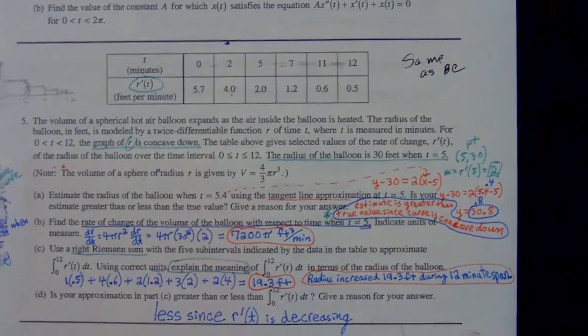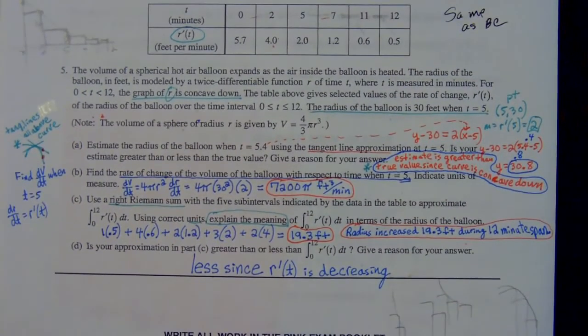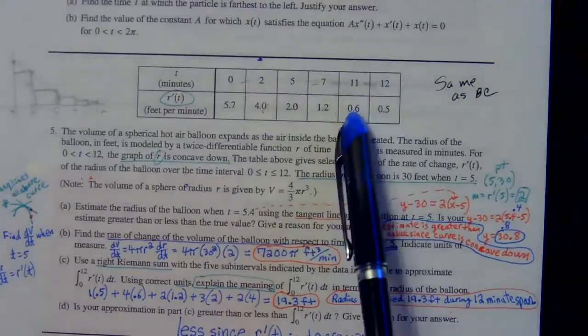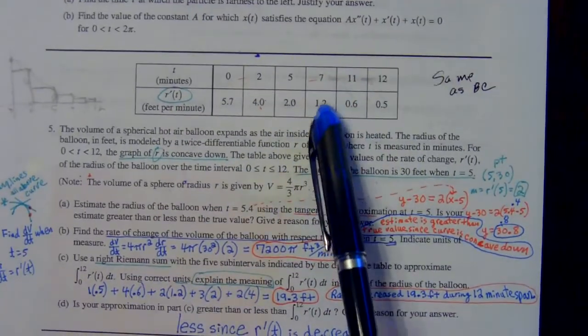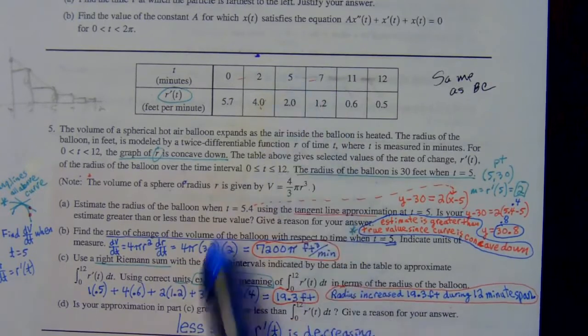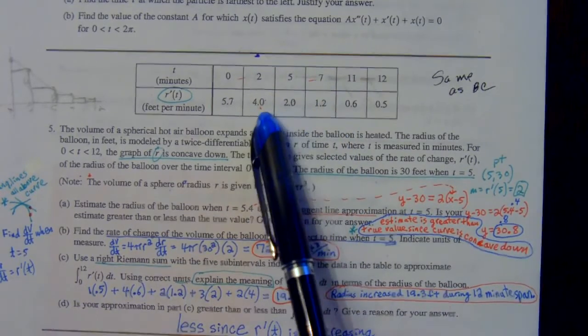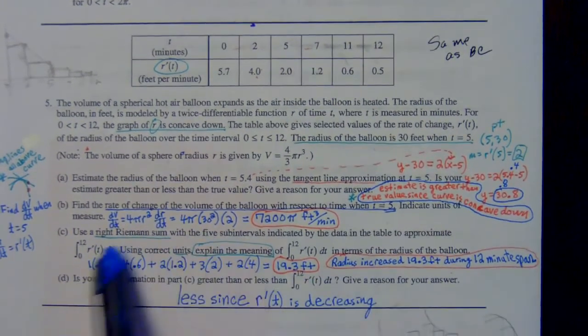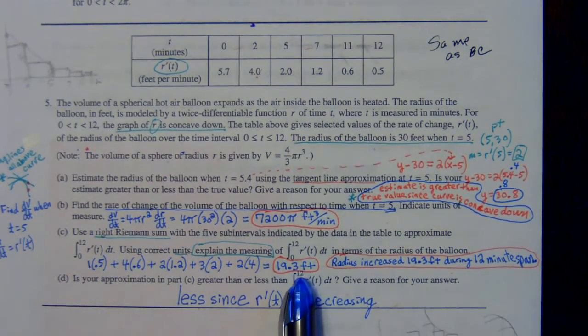So the right Riemann sum, you can practice that on your own. But I'm taking the 0.5 times the 1, the 0.6 times the 4, the 1.2 times the 2, the 2 times the 3, and then the 4 times the 2 right there. And then no calculator on this one, so you just got to be careful how you're adding up all those things. You get the 19.3.